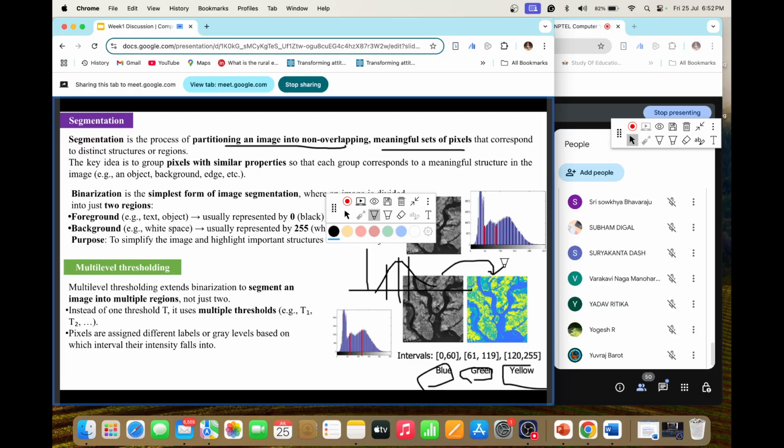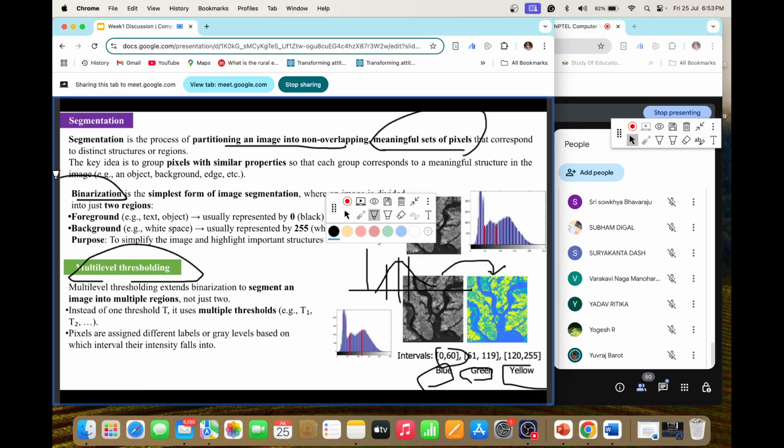By this we are getting meaningful sets of pixels. The dark portion, 0 to 60, we give a blue color. This is actually a map, so blue means water. Then 61 to 119 we give a green color, which is some kind of vegetation. 120 to 255 is the bright color, which we can assume is some kind of land. That is multi-level thresholding, known as segmentation.